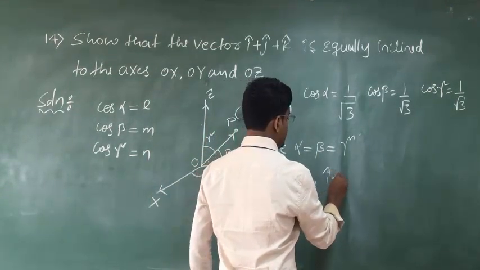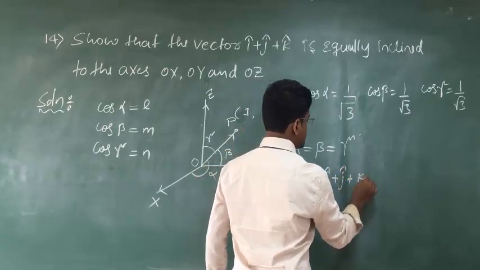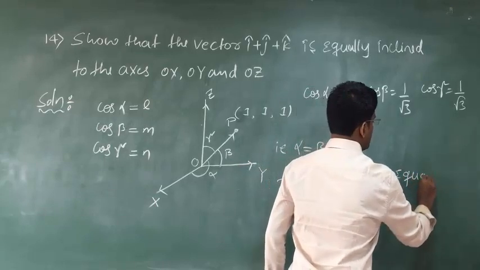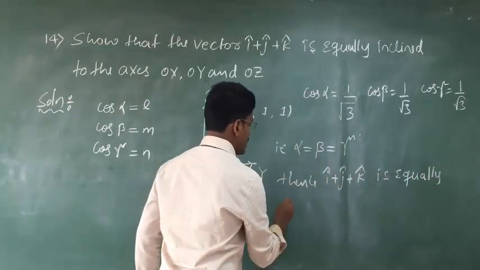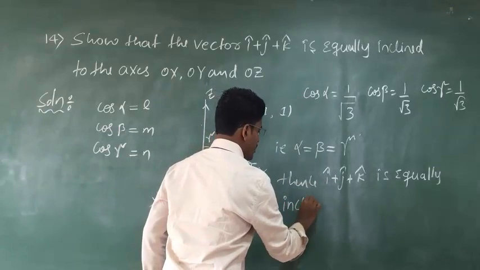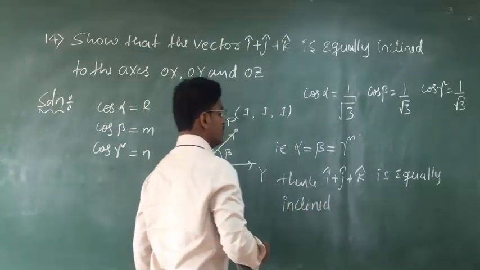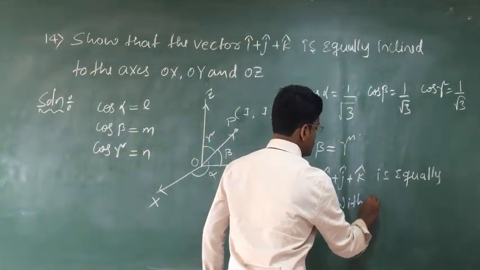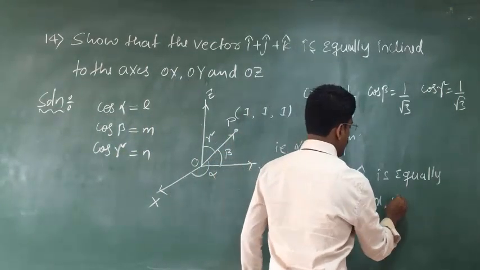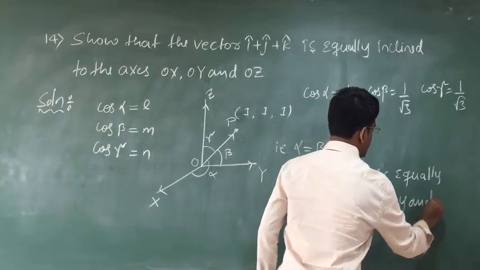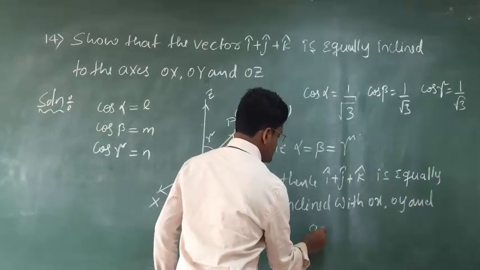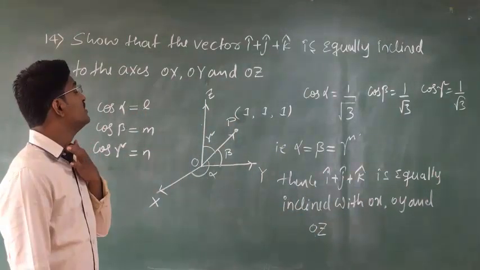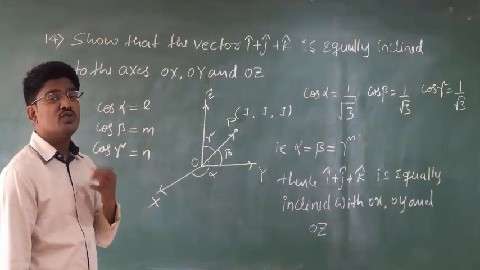i cap plus j cap plus k cap is equally inclined with OX, OY and OZ. Clear? So it is a very simple problem, but you must know the information.